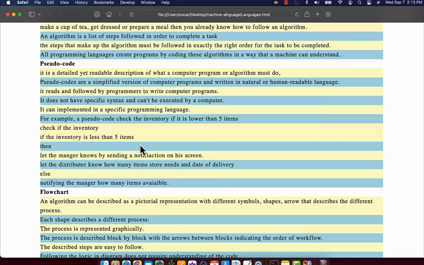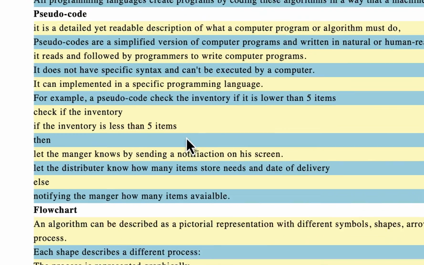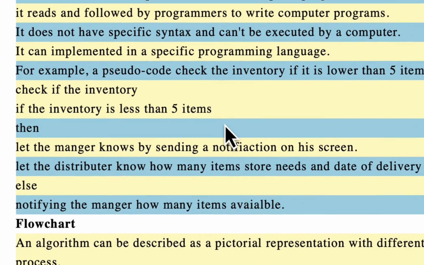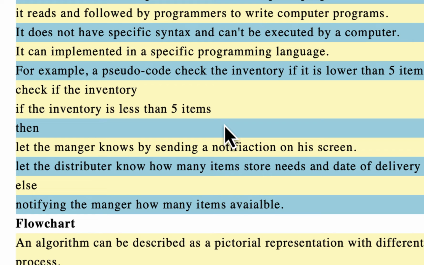If the inventory, for example, becomes less than 5, you have to notify the manager that the inventory is less than 5. So I say, if the inventory is less than 5 items, then let the manager know by sending a notification on his screen, so the manager can let the distributor center know, okay, we need this product by this date. Else, if there is enough, we say that this many products are available. When we write this pseudocode, it's much easier for us to write the program.